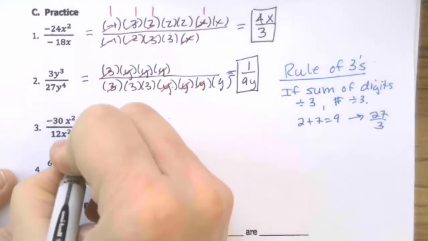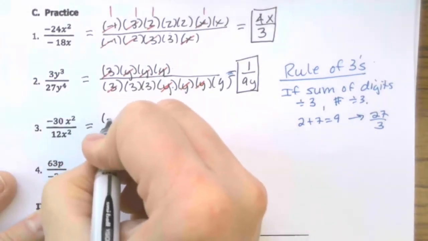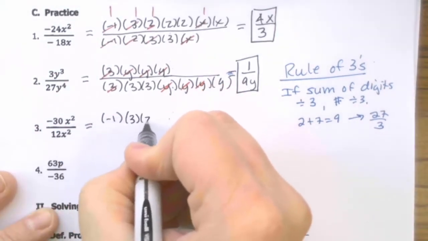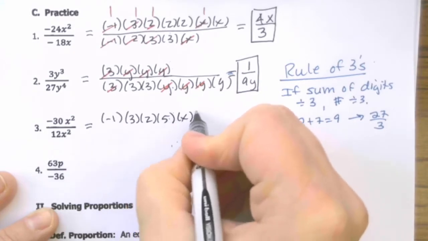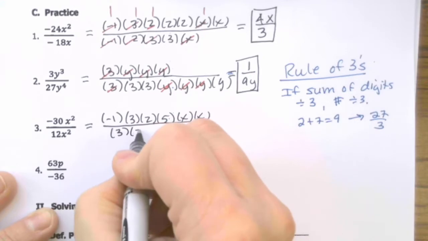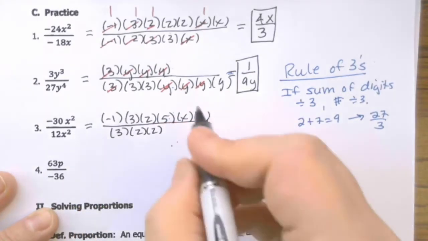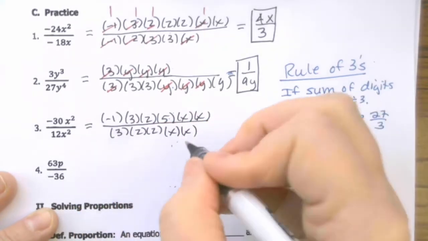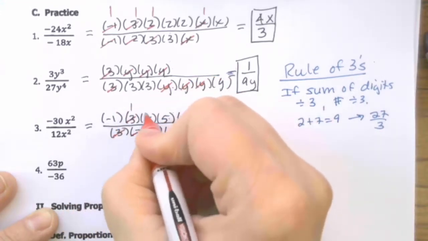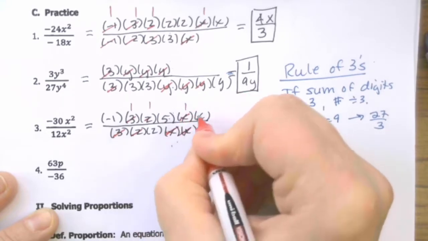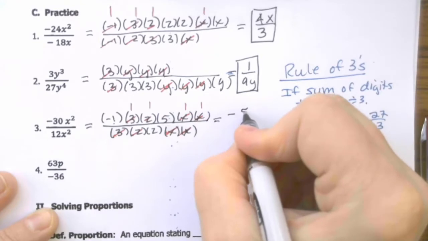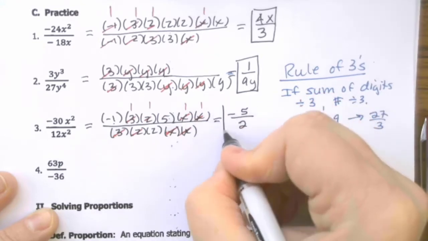All right, let's do number 3. Negative 30 is negative 1. 30 is 3 times 10, so 3 times 2 times 5. And I have a couple of x's. On the bottom, 12 is 3 times 4, so 3, 2, 2, and 2 x's. Now we're going to divide to 1. 3's divide to 1, 2's divide to 1, x divides to 1, x divides to 1. I have a negative 1 times a 5, which is a negative 5 over a 2.